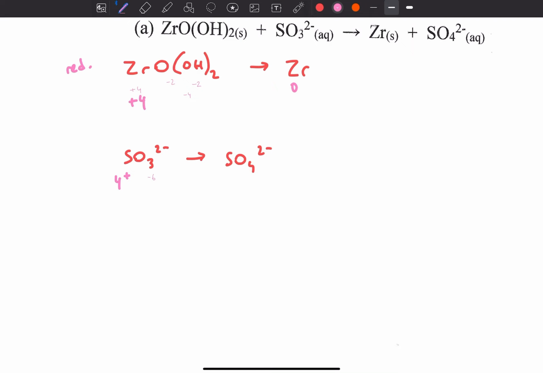And then on the right-hand side, we have 4 oxygens, and those are all -2, giving us a -8, but an overall charge of -2, meaning that something plus -8 has to give us -2. So the sulfur on this right-hand side has to be a +6 charge. And in this case, we're going from 4 to 6, so we're increasing. So this is going to be our oxidation reaction.